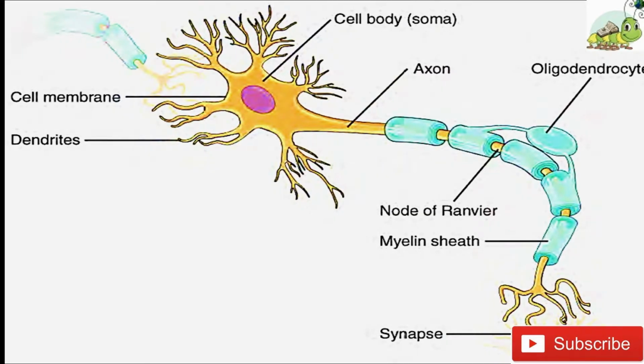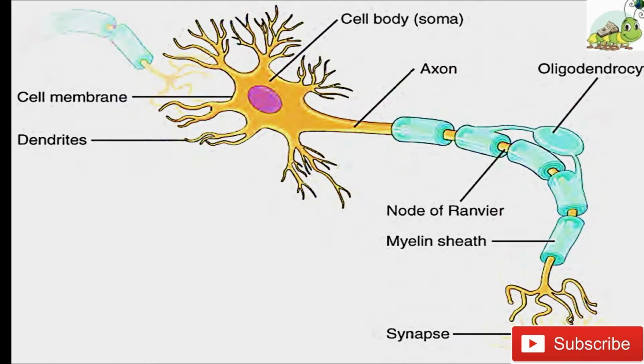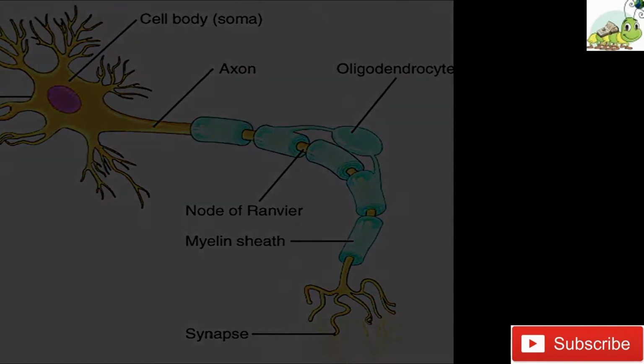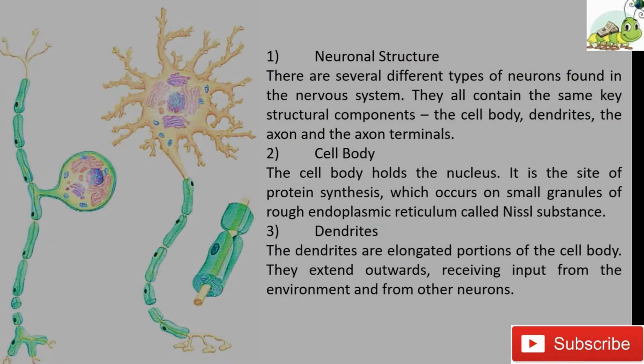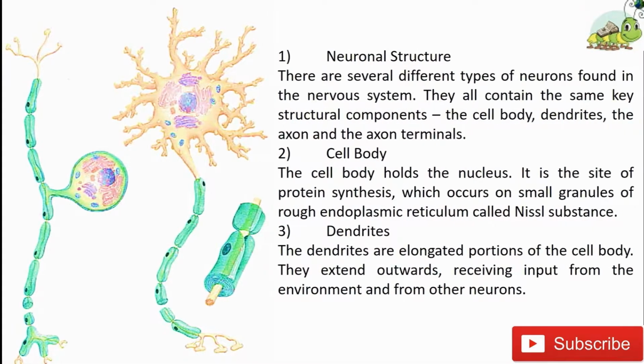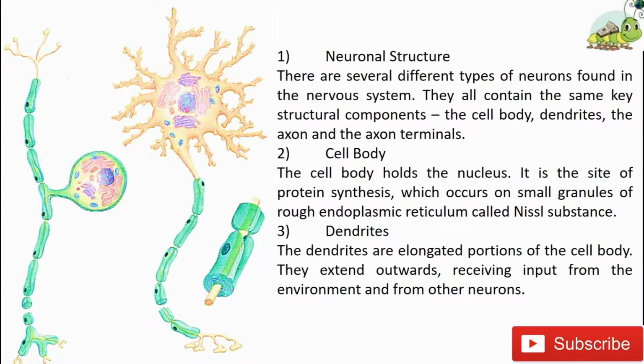In the nervous system, many neuronal cell bodies can group together to form a distinct structure. In the CNS, this is known as a nucleus, and in the PNS as a ganglion. Dendrites. The dendrites are elongated portions of the cell body. They extend towards, receiving input from the environment and from other neurons.